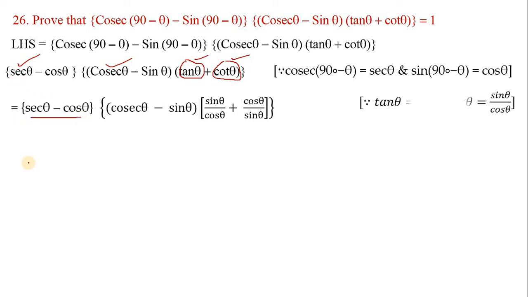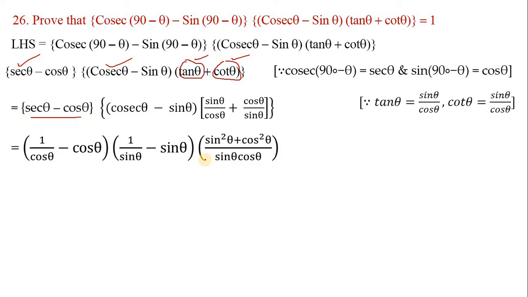This you can write directly like this, children. I have written it here. Sec we can write as 1 by cos theta minus cosec theta, as it is, and cosec we can write as 1 by sin theta minus sin theta, and here tan theta we can write as sin theta by cos theta, and cot theta we can write as cos theta by sin theta.